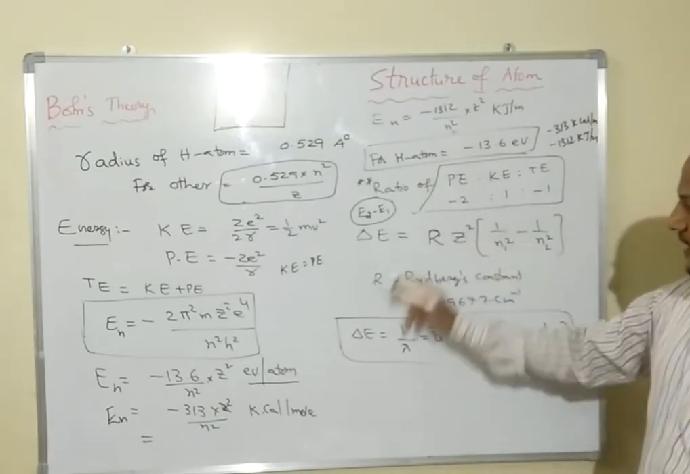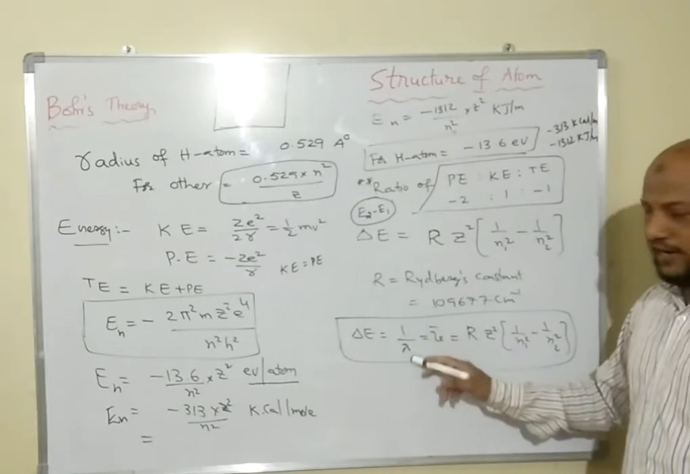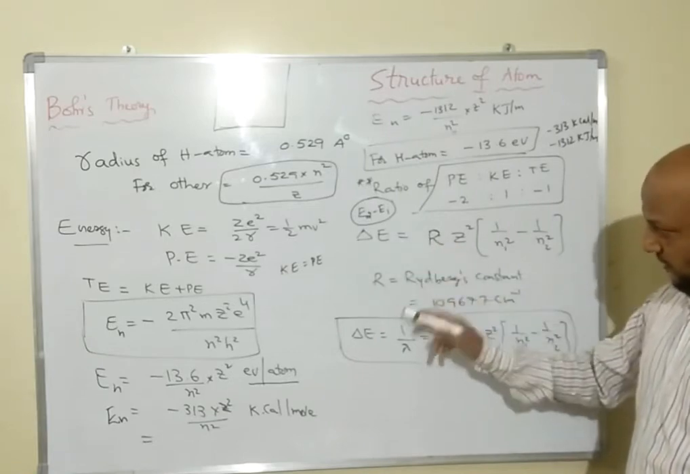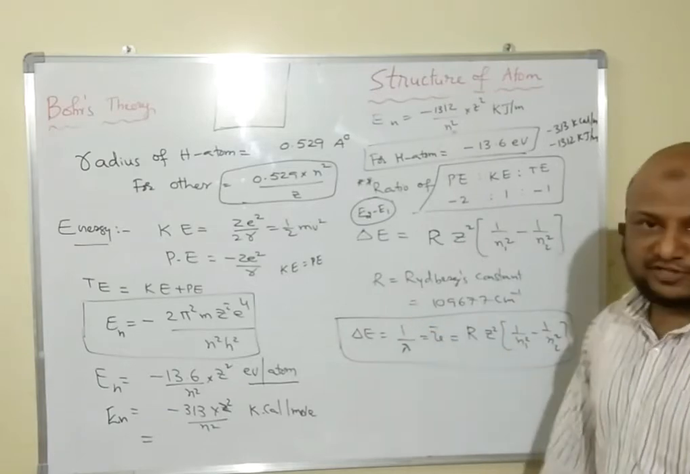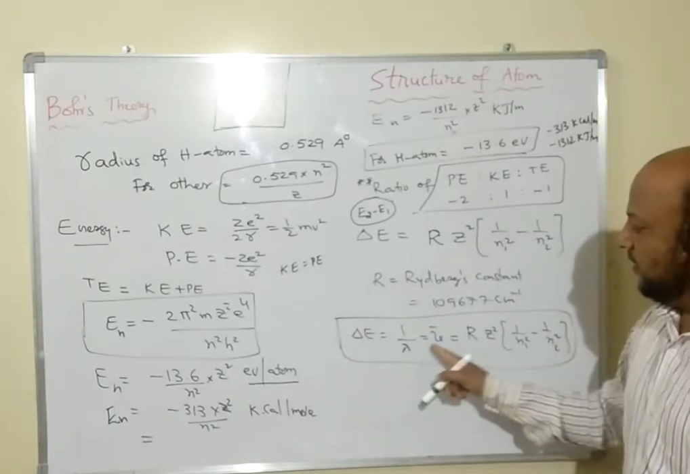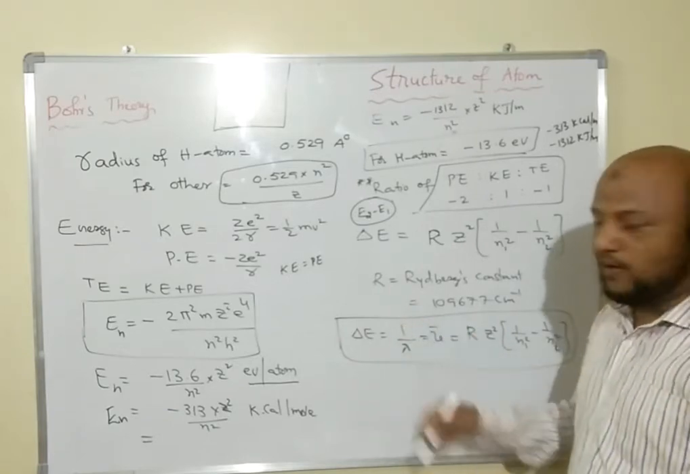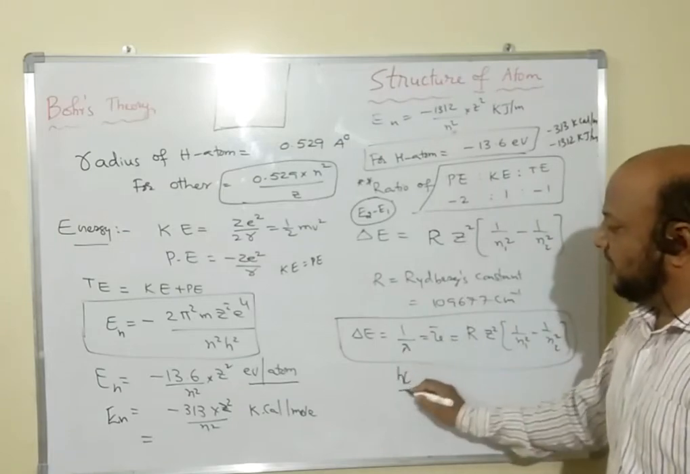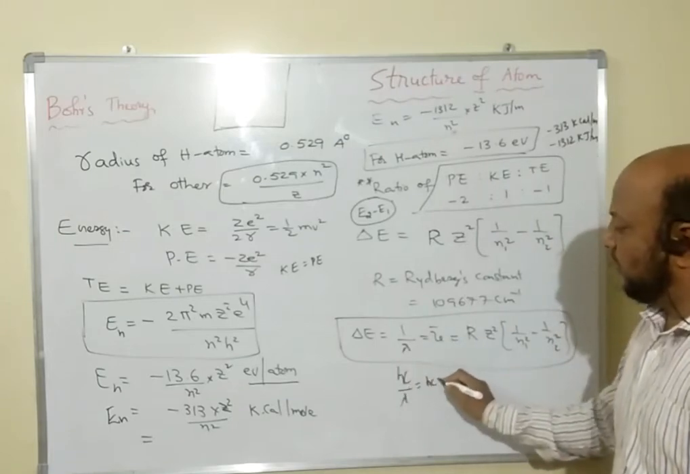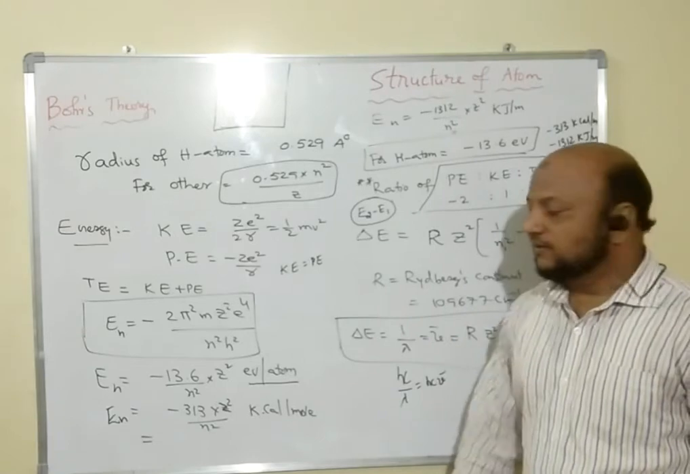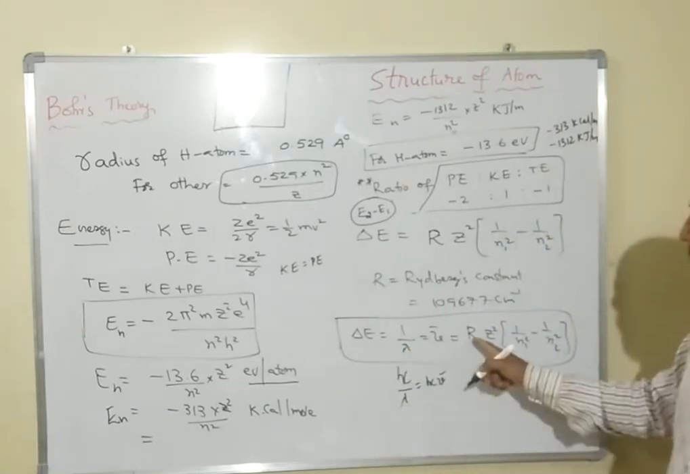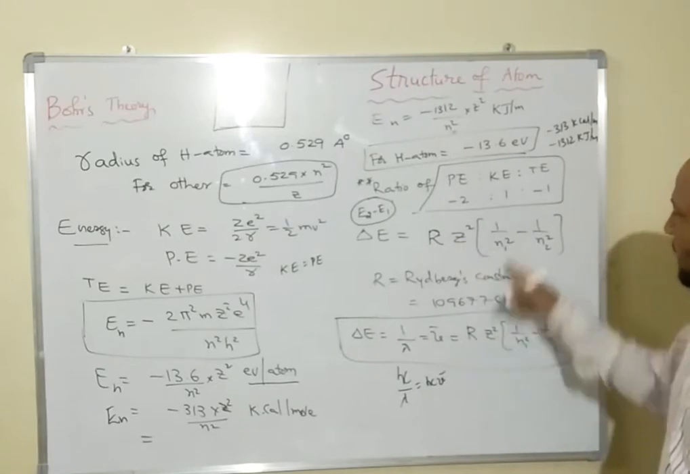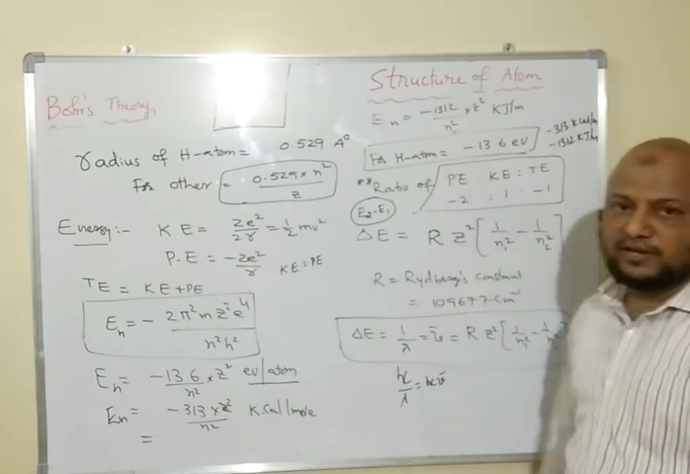So it is also written as delta E is equal to 1 by lambda. That is because delta E is equal to hc by lambda, which is inversely proportional to lambda. 1 by lambda is equal to mu bar also, so energy is hc by lambda or hc mu bar. So we also write 1 by lambda, that is mu bar, is equal to R into Z square into 1 by n1 square minus 1 by n2 square.